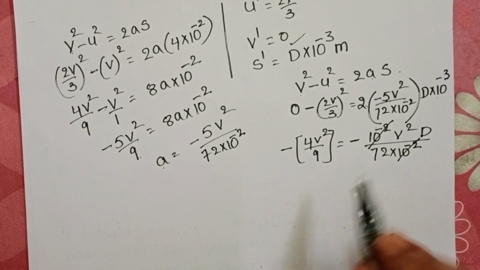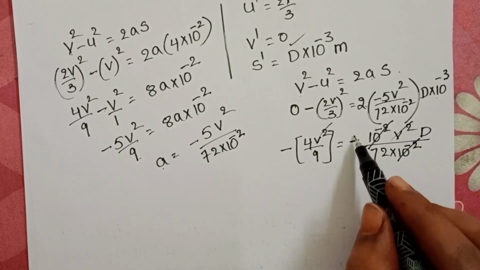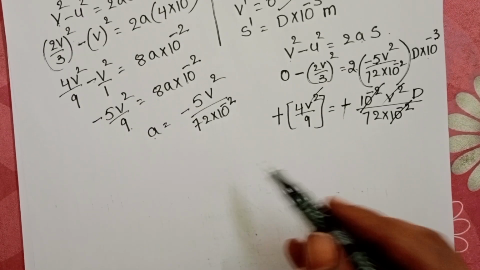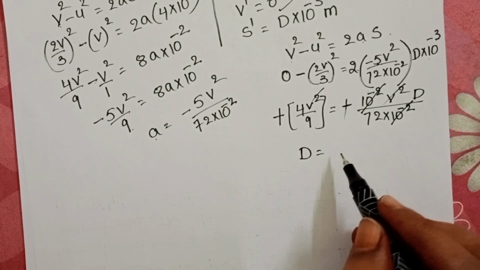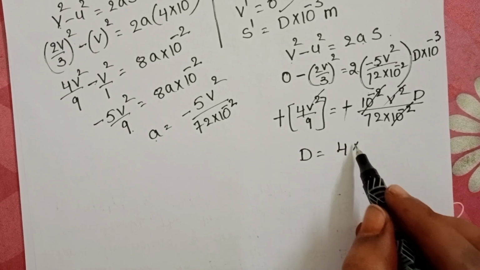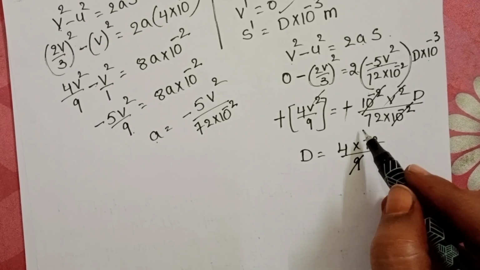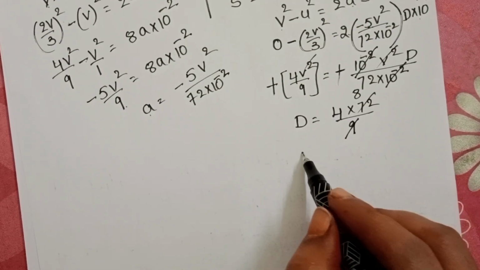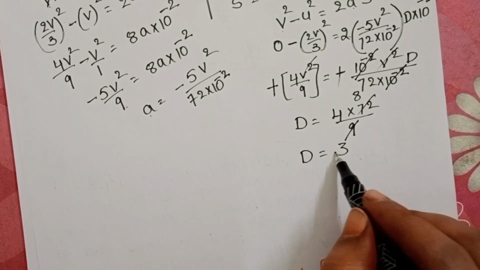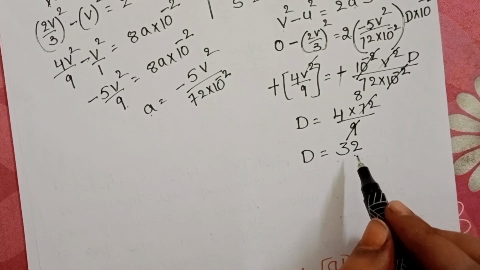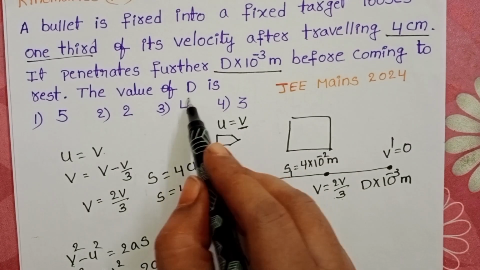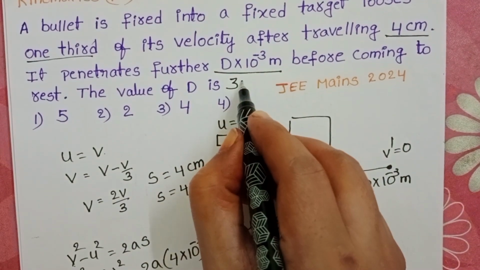Here 10 power minus 2 gets cancelled. v square cancelled. Minus also cancelled. Then d is equals to 4 into 72 by 9. 9 ones are 9, 9 eights are 72. 8 fours are 32. So d value is 32. The value of d is 32.